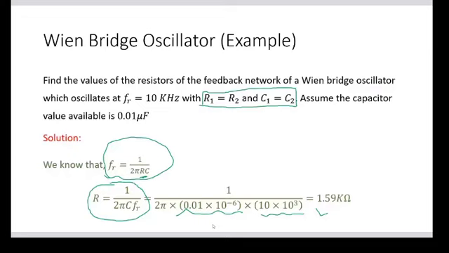Only if you use such a combination, that means R is equal to 1.59 kilo ohms and capacitor is equal to 0.01 microfarad, then only could you generate a signal of frequency 10 kilohertz. Okay, this is about your Wien bridge oscillator.